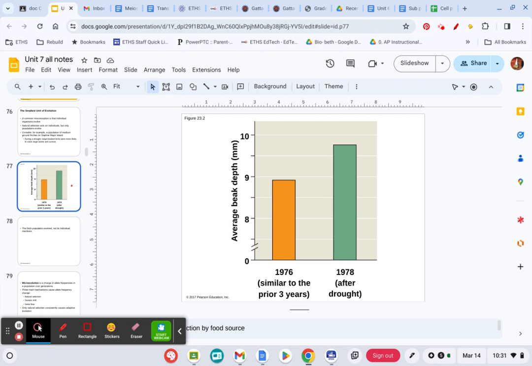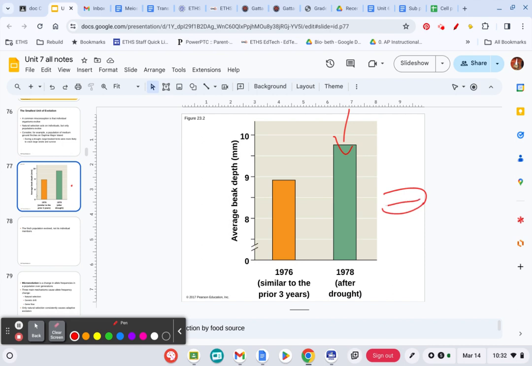And they found that after a drought, not during the year of the drought, but after the drought, so all of the new birds that would be produced the year after a drought, they tended to have beaks that on average were much bigger. So here they're saying depth, but they're actually measuring like bird beak.